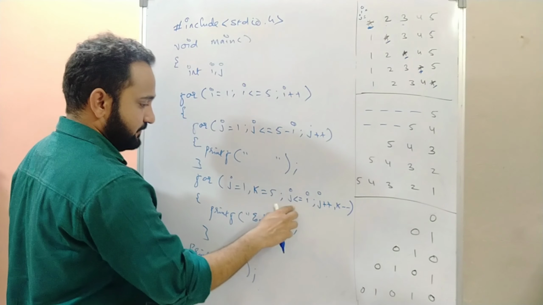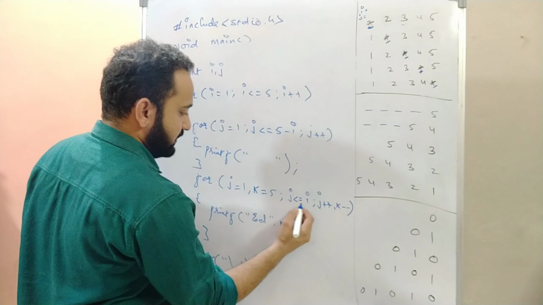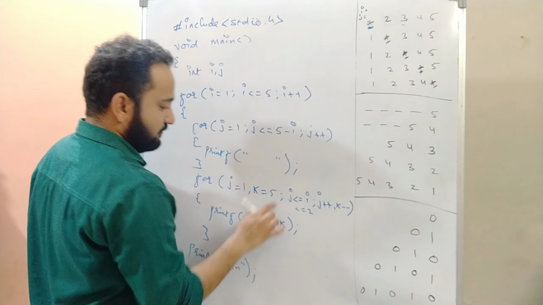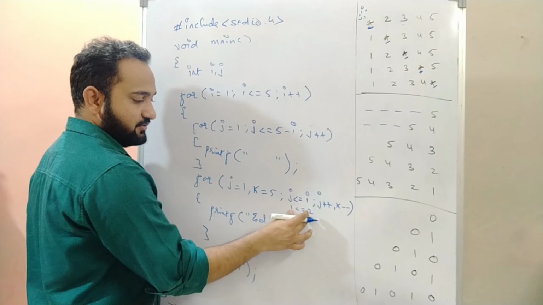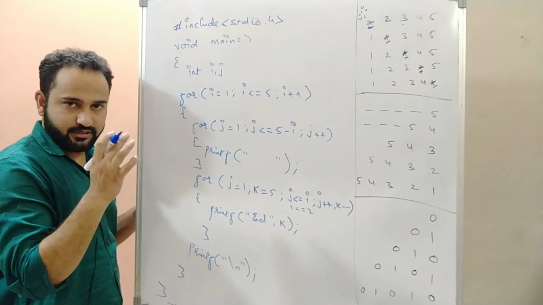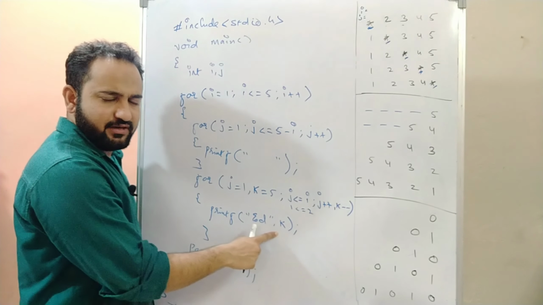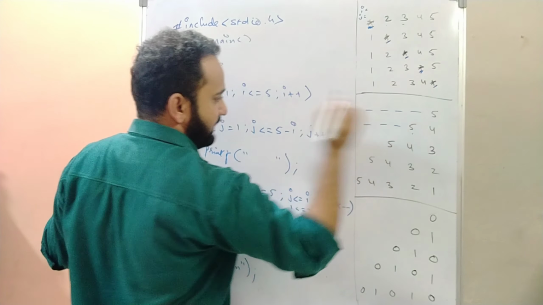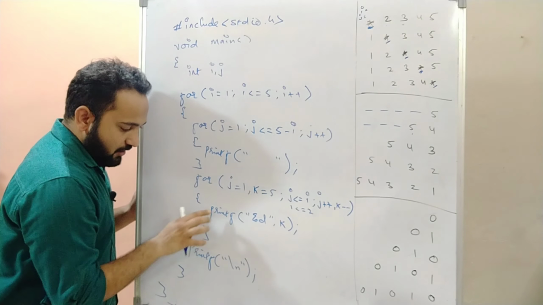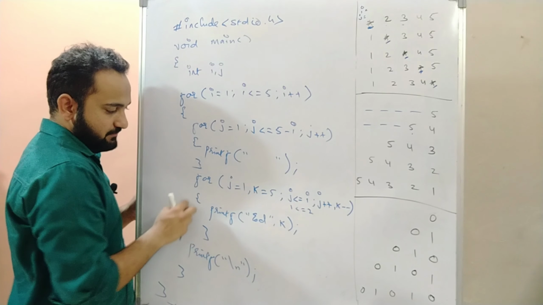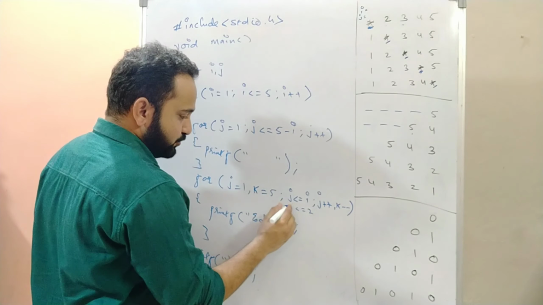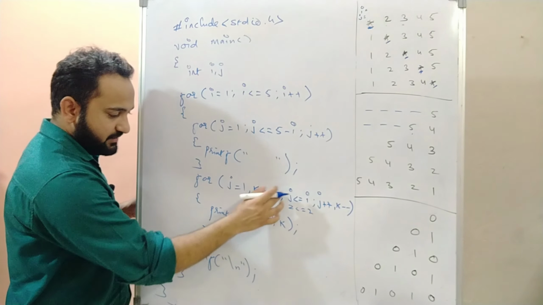Fine. Okay, see now. What's the value of i right now? 2. What's the value of j? 1. 1 is less than equal to 2. Yes, condition satisfied. It will go inside. It will print the value of k. What's the value of k? 5. It will print 5 this time. And now after printing 5, it's going back. While going back, the value of j becomes 2 now. 2 less than equal to 2. Yes, condition is true. It will come inside.